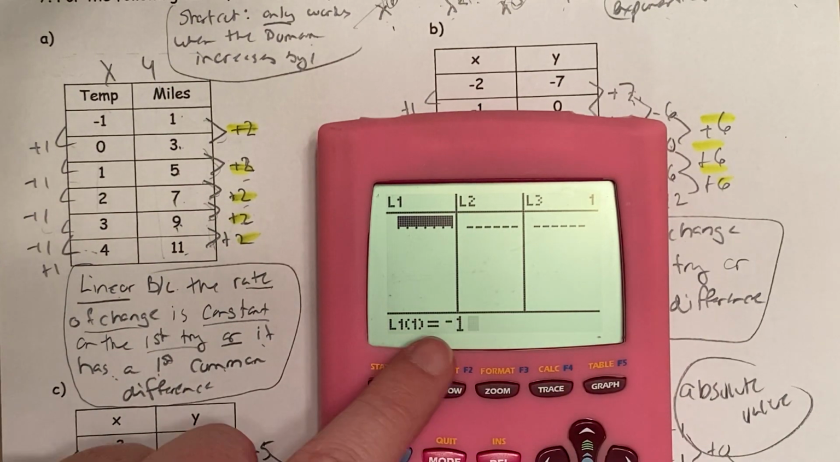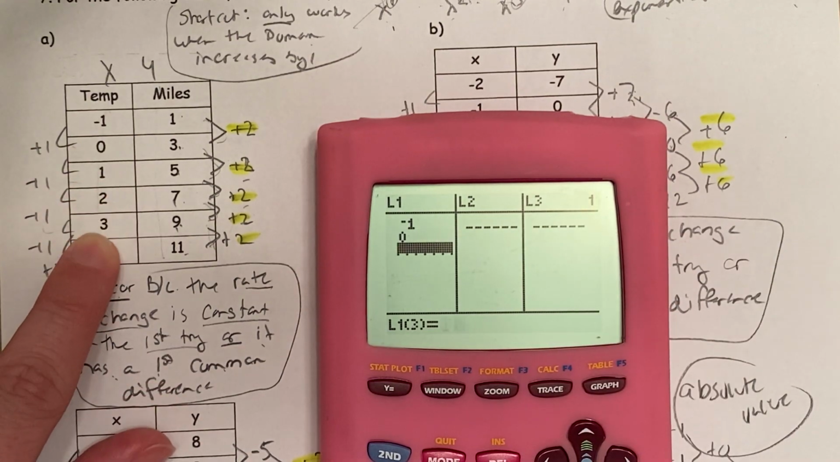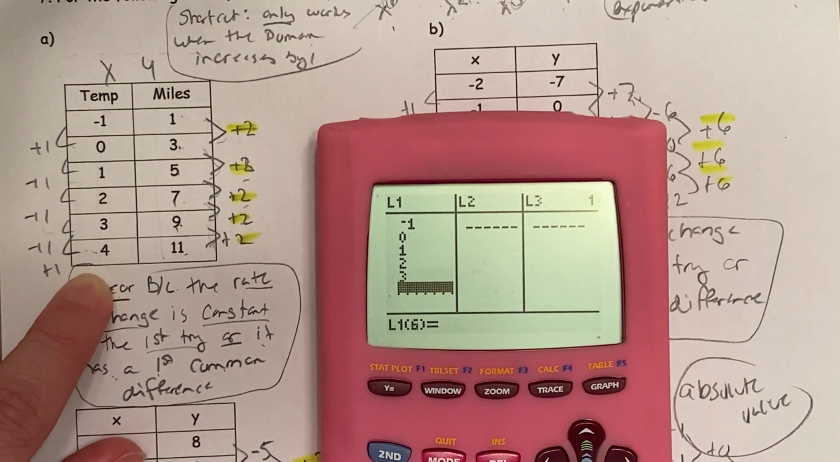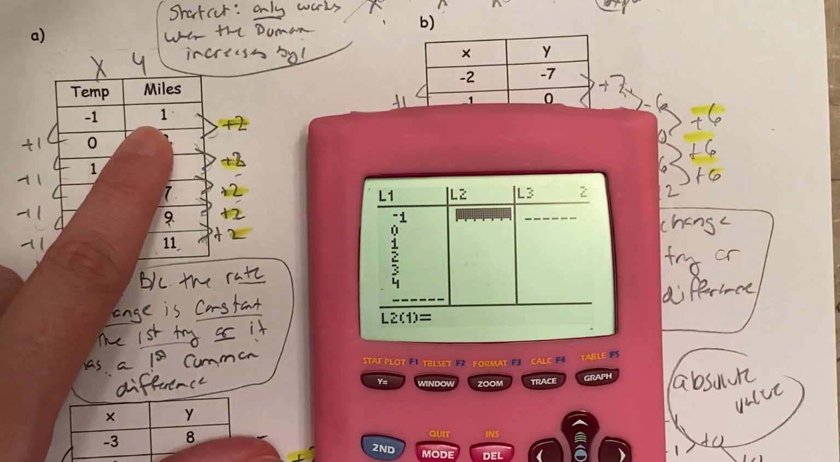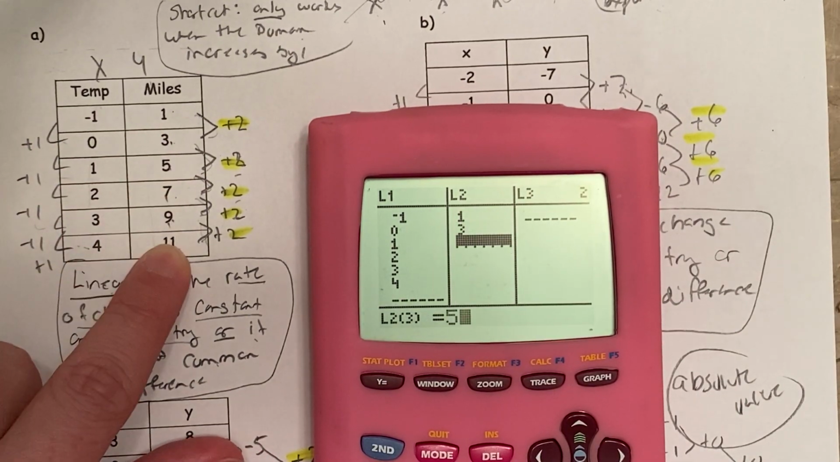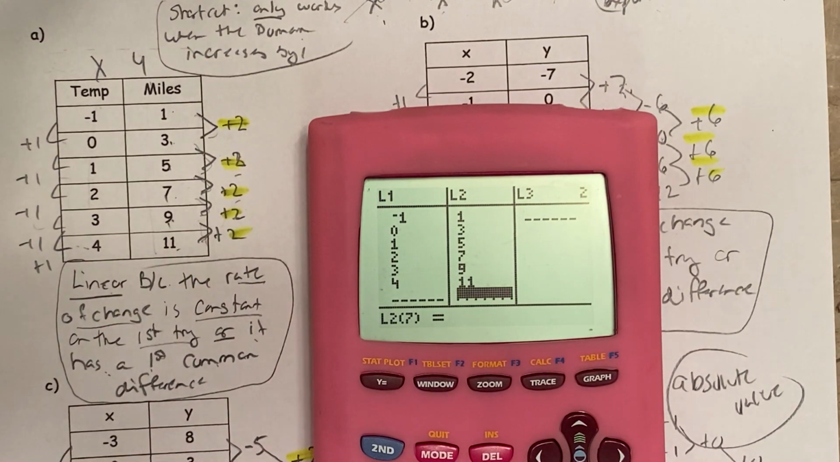So we have -1. Remember, make sure you press enter or it doesn't register in there. 0, 1, 2, 3, 4. So -1, 0, 1, 2, 3, 4. Good. Always check. And then we have 1, 3, 5, 7, 9, and 11.